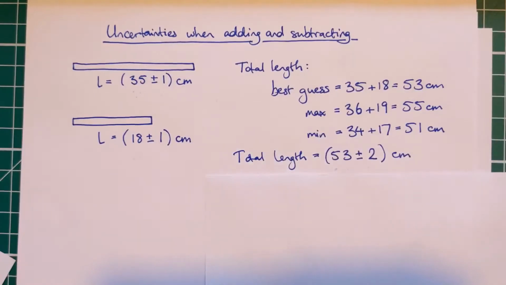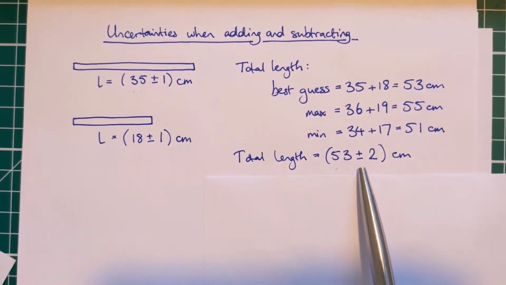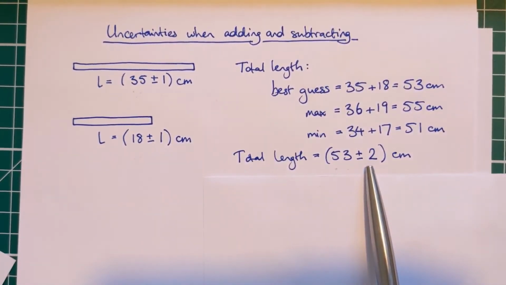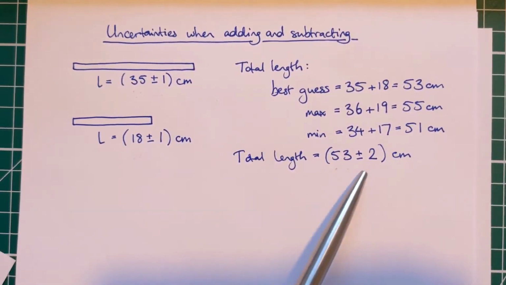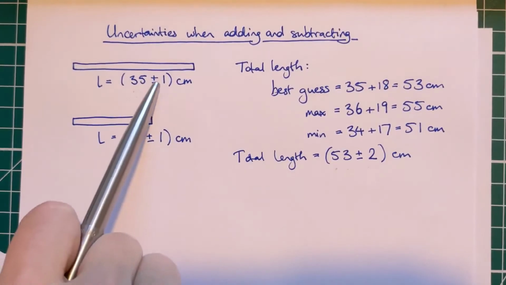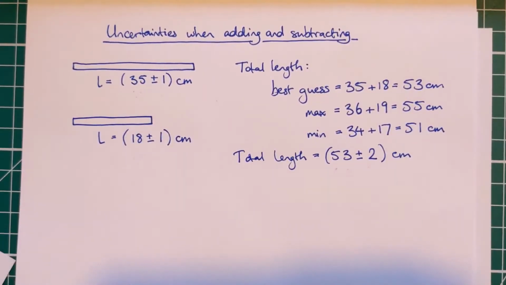Putting that all together then, I can say that the total length of my two sticks end to end is, I think it's 53, but it could be as long as 55 and it could be as short as 51 centimetres. Now, you can see here that there's a shortcut. We didn't need to go through all of that because this absolute uncertainty is just those two added together.